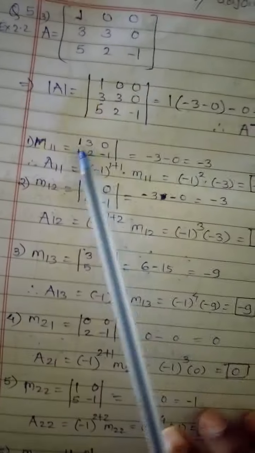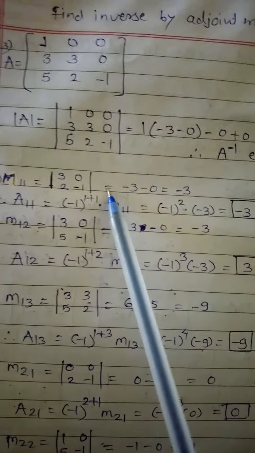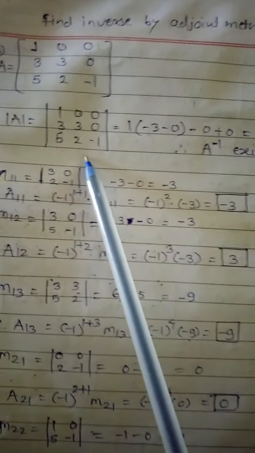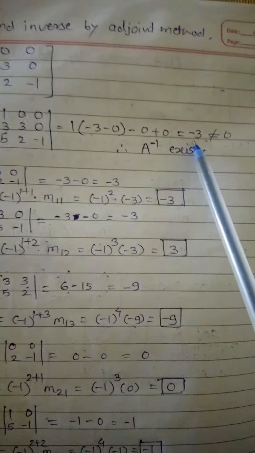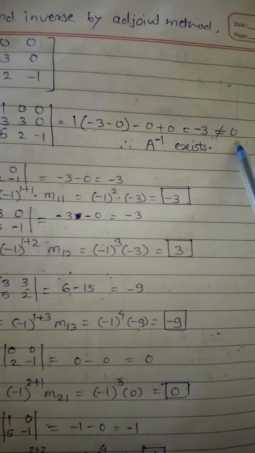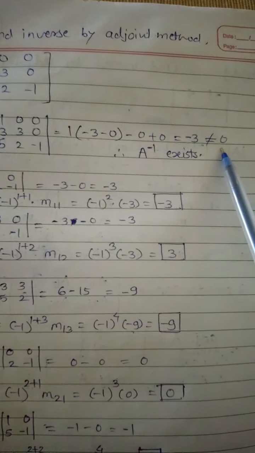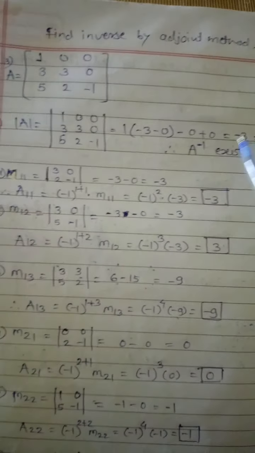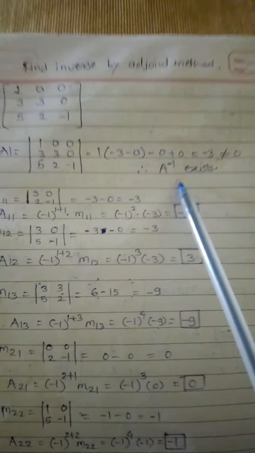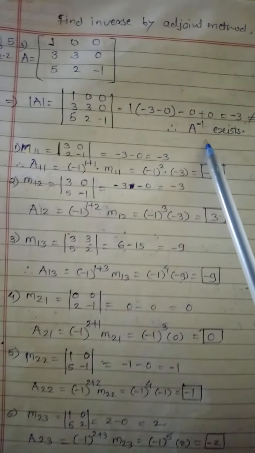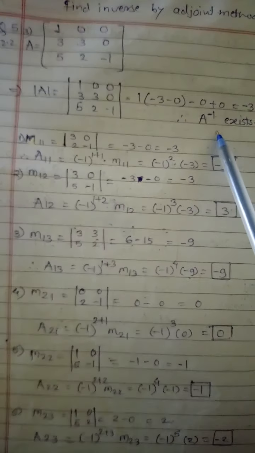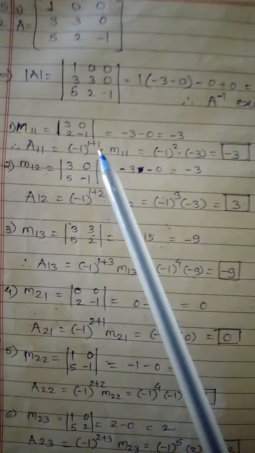First we are going to find the determinant of A. Solving it, we get that the value is -3, which is not equal to 0, and so A inverse exists. If this value is 0, then you can't find the inverse, or you can say the inverse does not exist. So the next step is to find the minors and cofactors.